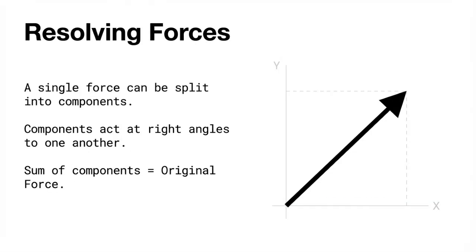Any single force can be broken down into smaller forces called components. These components are always positioned at right angles to each other, like the horizontal and vertical directions on a graph. When you add these components together, their combined effect is the same as the original force. This process helps us analyze forces more easily by looking at the influence in each direction separately before combining them back into the full force.